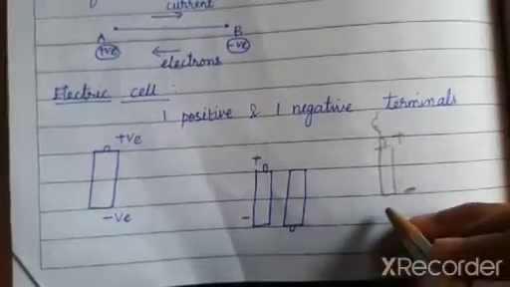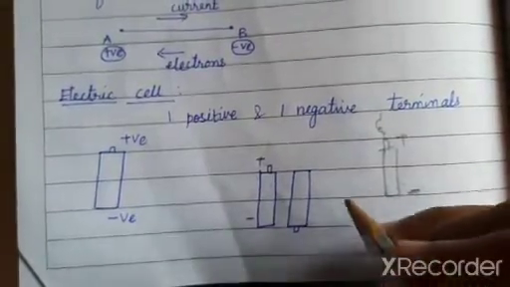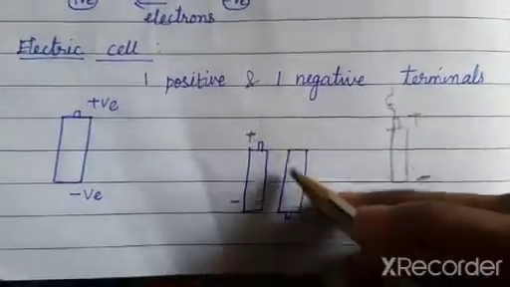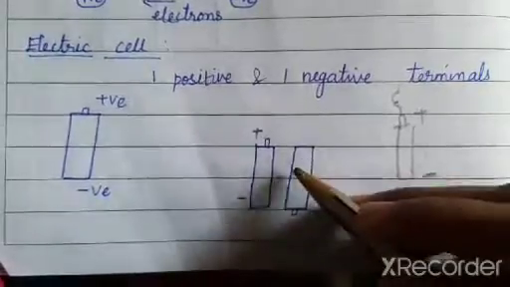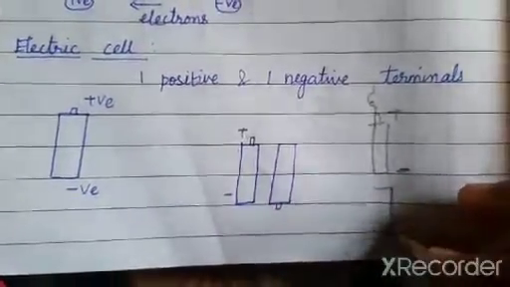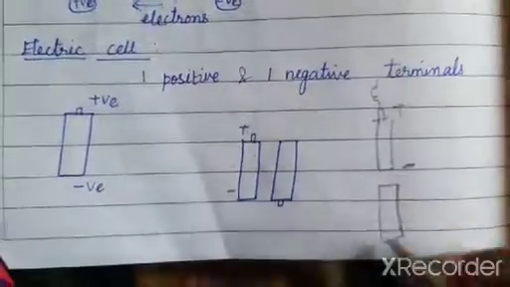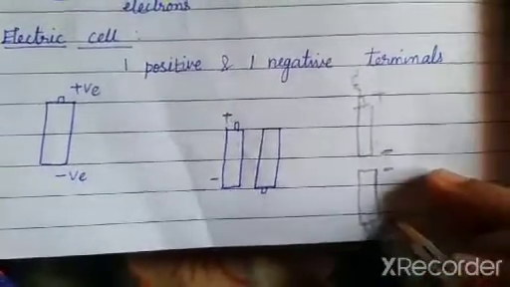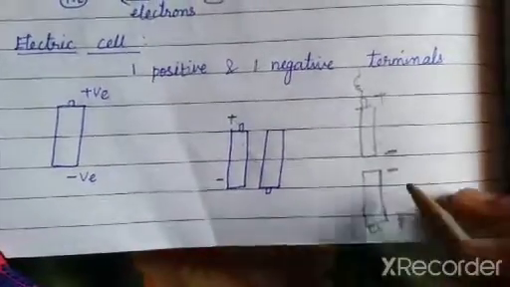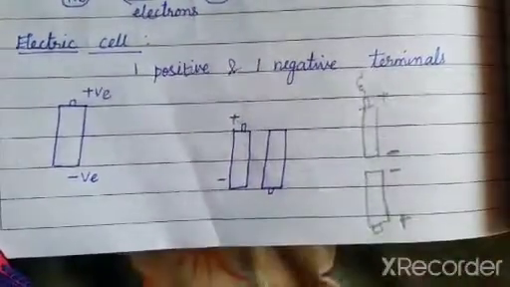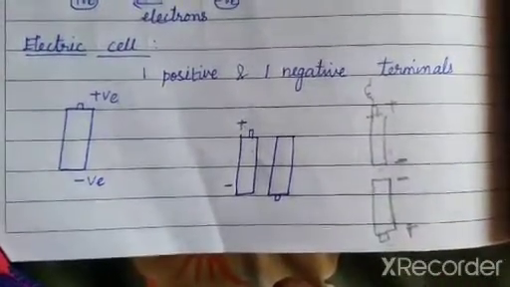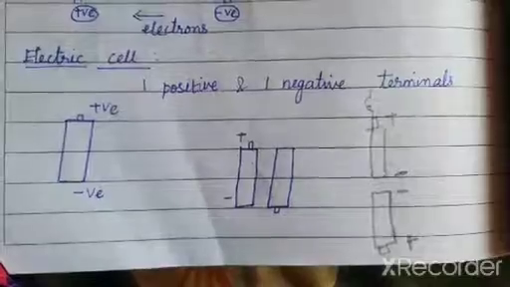Now, if I connect another cell here in the reversed form, like this, I am going to reverse the cell and connect it to this end. So this end will be negative and this end will be positive. If I put the cells like this inside a torch, will it operate? Definitely it will not. Why?